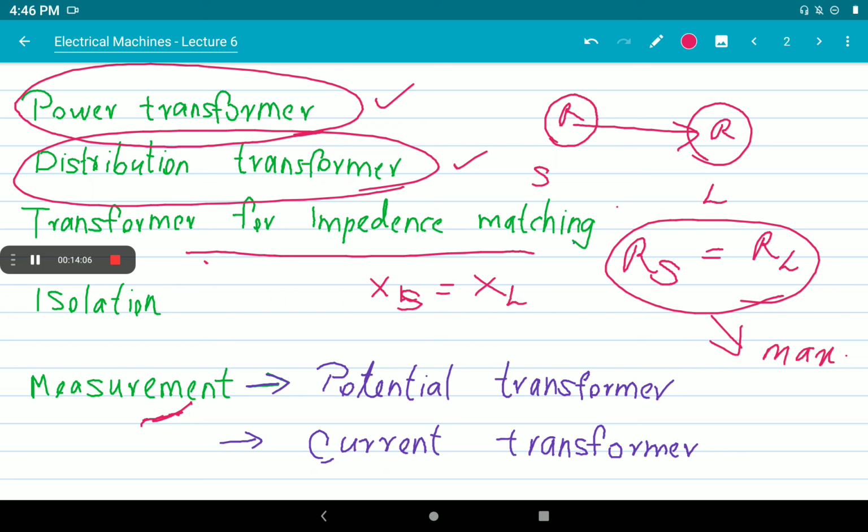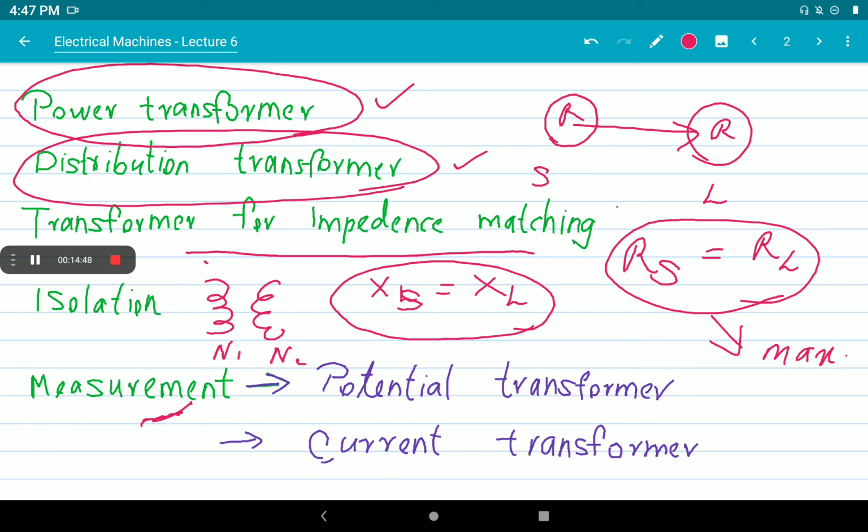To make XS equal to XL, the turns ratio can be changed. You will get what the turns ratio is: there will be a primary winding and a secondary winding, with the number of turns N1 and N2. This turns ratio can be changed, and we can change the voltage level and also the impedance level by changing the number of turns in primary and secondary. So by proper changing of the turns ratio, we can make XL equal to XS. That means load impedance equal to source impedance can be achieved by changing the turns ratio. So the transformer can be used for impedance matching also.